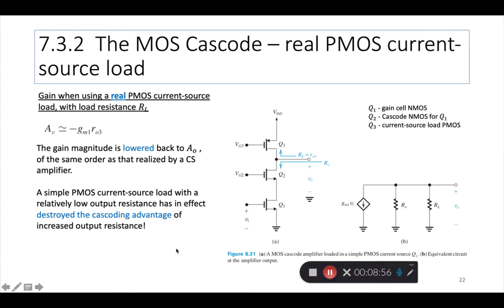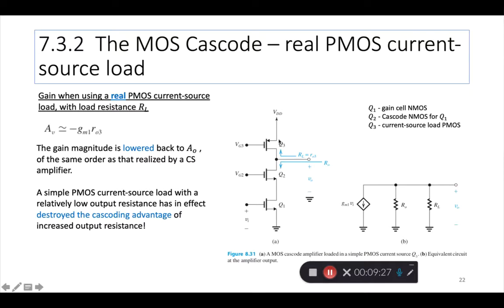Moving on to slide 22, we see what happens if you have a real PMOS current source load, right? Q3 is the current source load transistor. It has a real resistance, not infinite, real load resistance RL. If that is the case, then what happens to AV, the voltage gain? Unfortunately, it drops back almost to what it was previously, which is like the intrinsic gain.